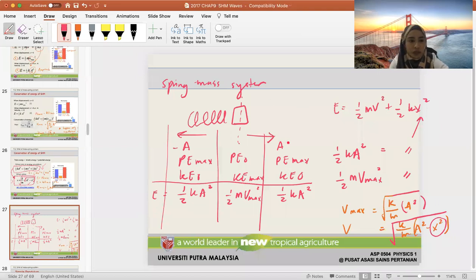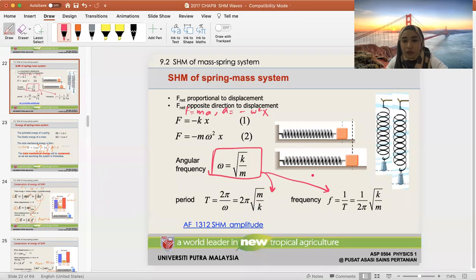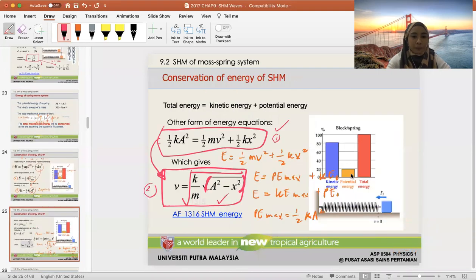Okay, what else? What have we learned so far for the spring mass system? The angular frequency is this: omega equals square root of k over m. How do we derive it? We derive it from F equals ma, a equals minus omega squared x. We use these three equations together and we got this. Then from here, you can get your T and your frequency from omega equals 2 pi f. So that is your mass spring system.